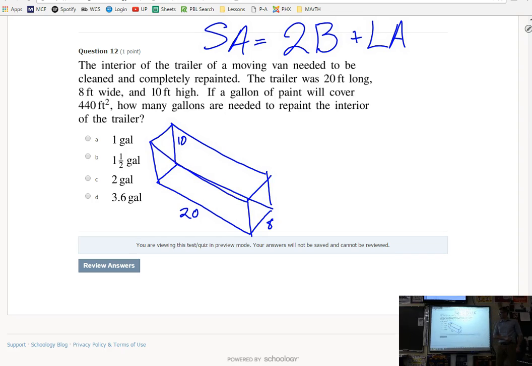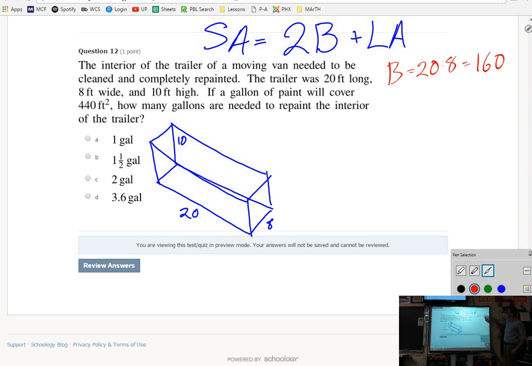So, not a pretty drawing. But if I think about the base, well, if it's 20 feet long, 8 feet wide, my base rectangle uses the 20 by 8. So big B is just that 20 times 8. It's 160.